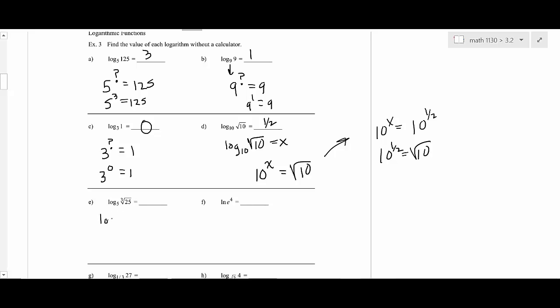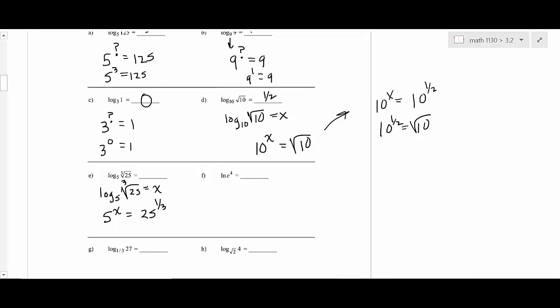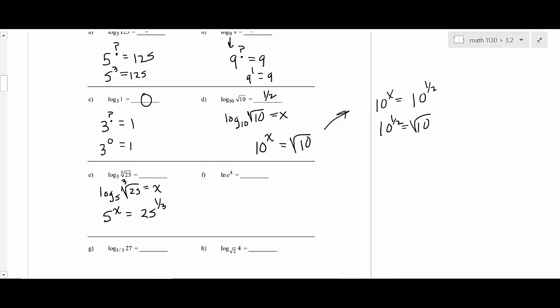So what I'm going to do on this is I've got log base 5 of the cube root of 25 is equal to x like this. Now this one's going to take a little bit more work. So you would say 5 to the x is equal to, and I'm going to have you write that as 25 to the 1/3 power like that. Because if you're doing a third root, it's a 1/3 power.